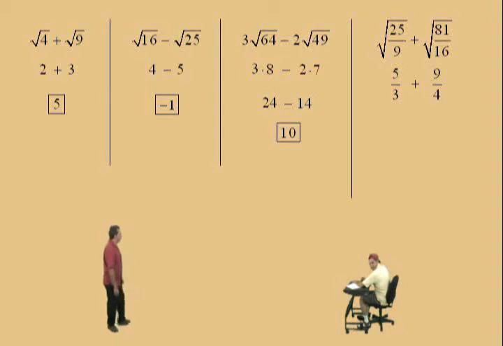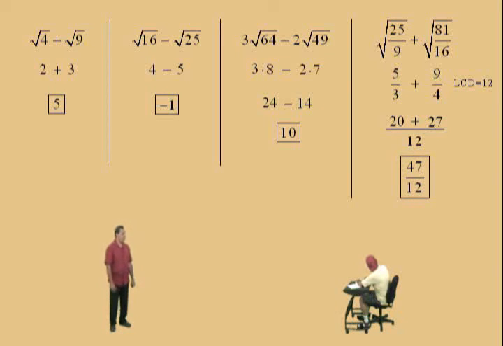And here, we have to find the LCD, which is 12. Okay, now we're going to use some kung fu. Remember, I'll work this one for you. 3 goes into 12 4 times. 4 times 5 is 20. 4 goes into 12 3 times. 3 times 9 is 27. And remember, it's over 12 because these are 12s. And 20 plus 27 is 47, and it's over 12. That's our answer, 47 twelfths. That was some good kung fu there.